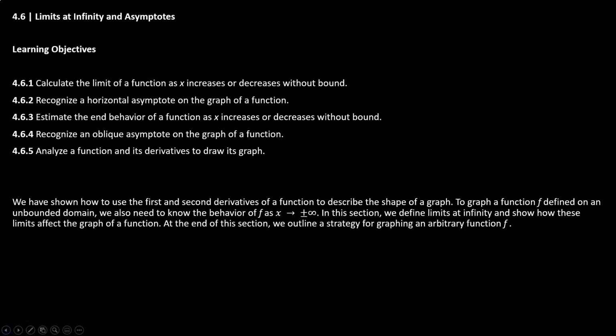Section 4.6, limits at infinity and asymptotes. We've used first and second derivatives to describe the shape of a graph, talking about maximums and minimums, intervals of increasing, decreasing, as well as where the graph crosses the x-axis. Now we're going to use the limits as x goes to positive or negative infinity to tell us what happens to our function at the ends. We call this the end behavior.